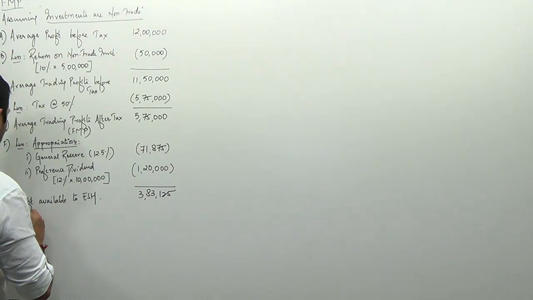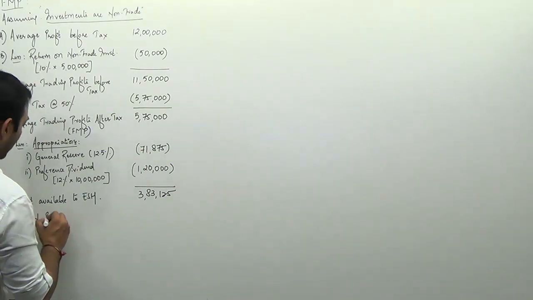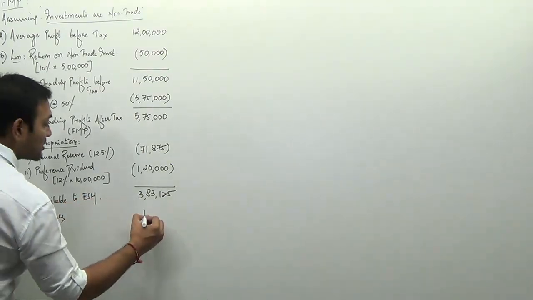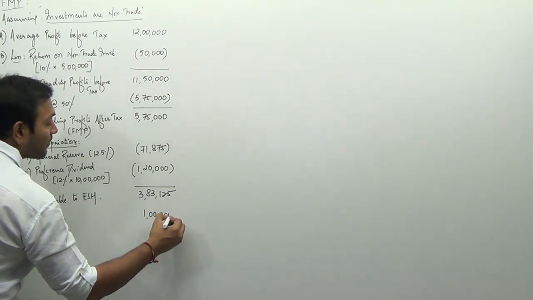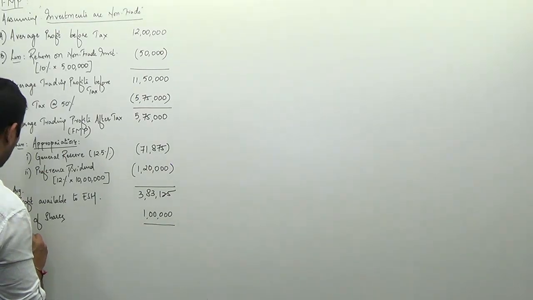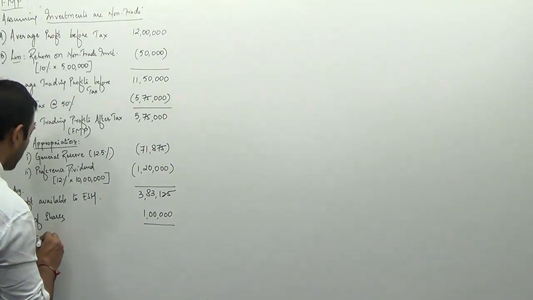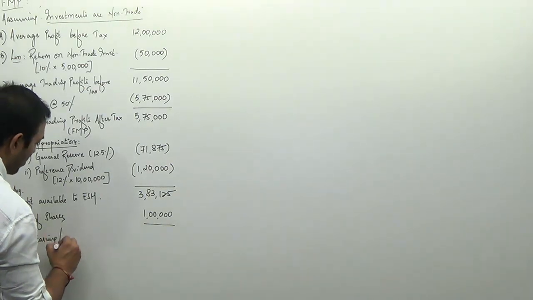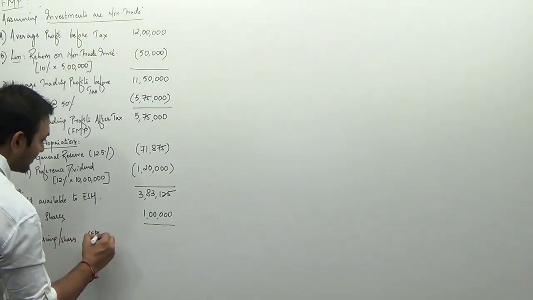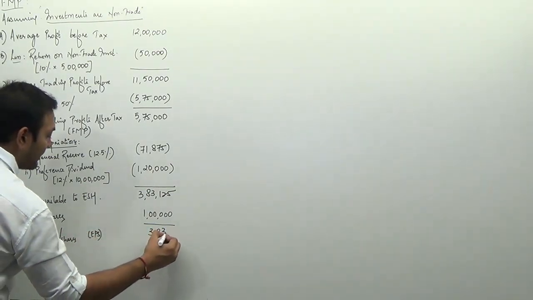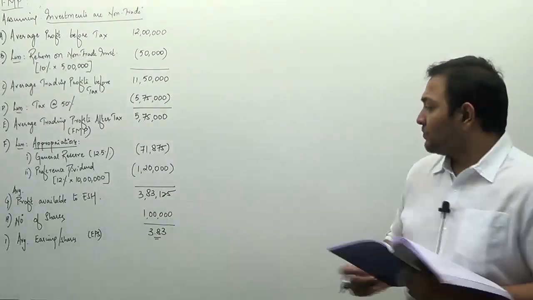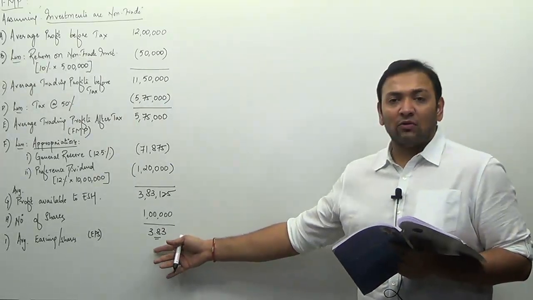$383,125 divided by the number of shares. My number of shares in the question is 1 lakh. So average earnings per share, or average EPS, is equal to 3.83. I'm just rounding it off. I divide it by the NRR, automatically I'll get the value per share.